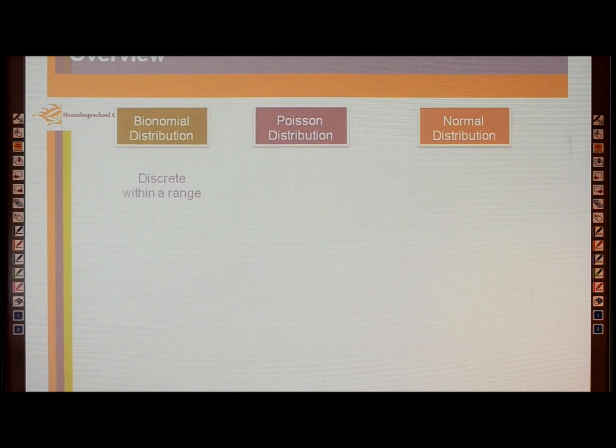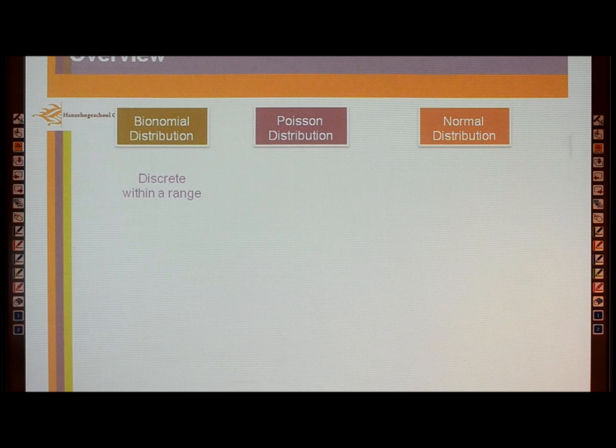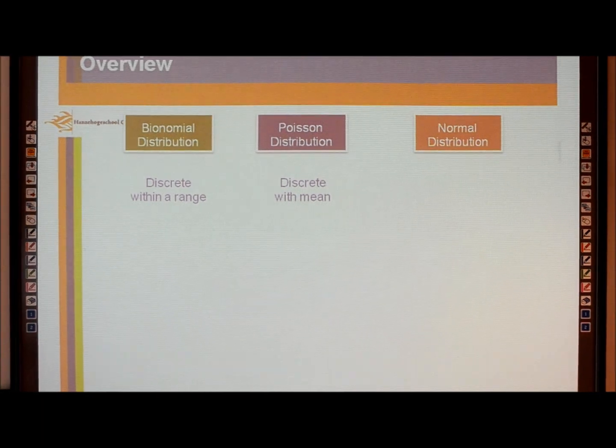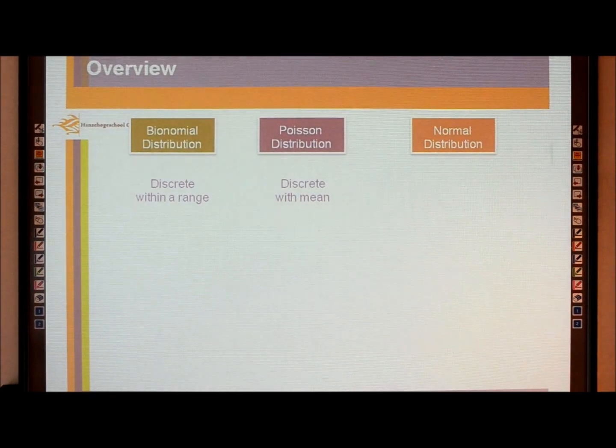Let's first take an overview of what we are going to learn. The binomial distribution is for discrete data, and for this discrete data, you have a range. The Poisson distribution is also for discrete data, but in this case, you only know the mean, the average. And the normal distribution, as mentioned before, is for continuous data.